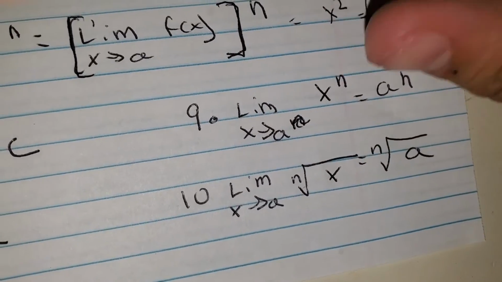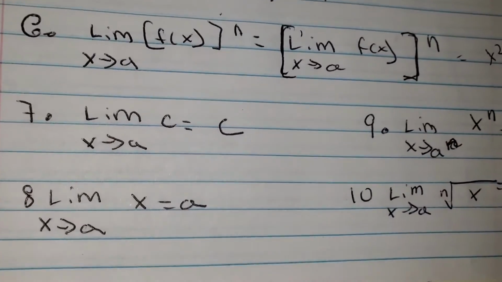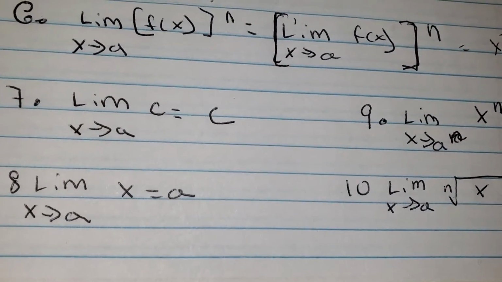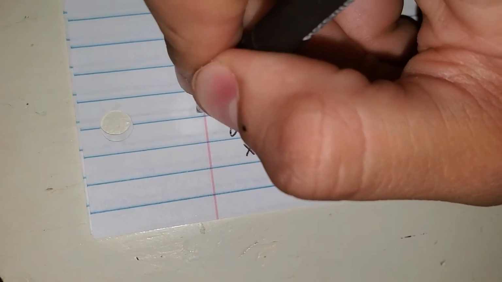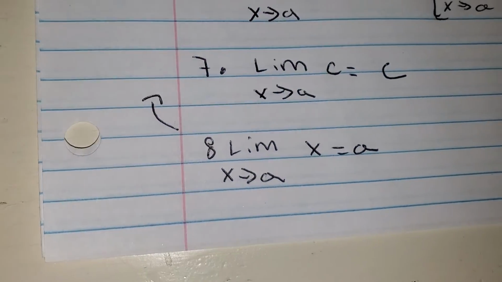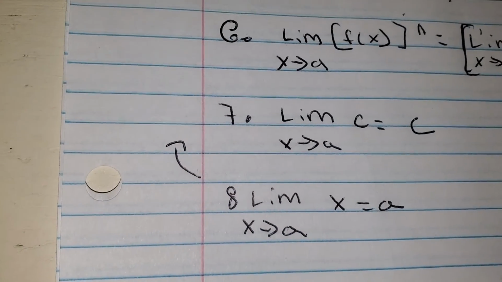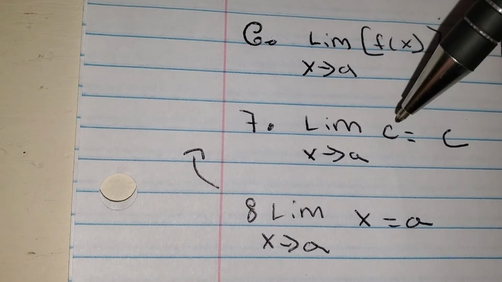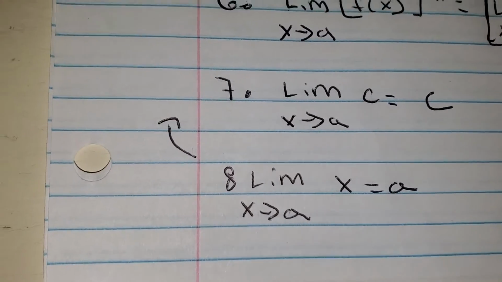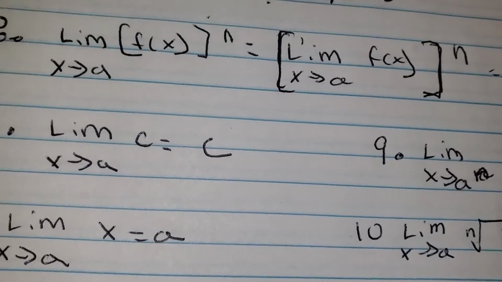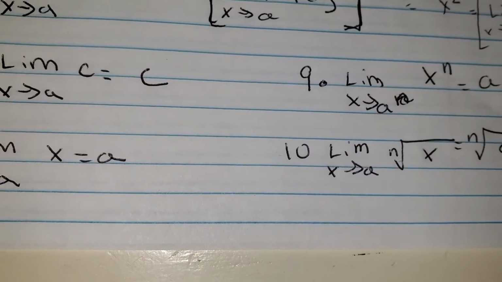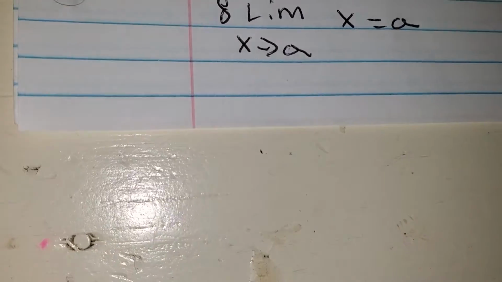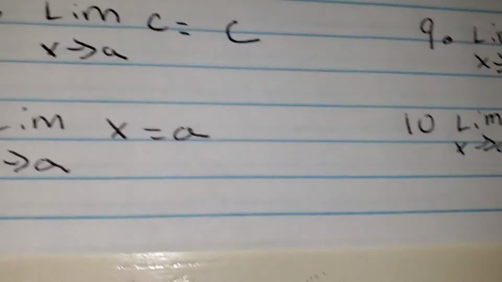Sorry about that. Okay. Now, these are very powerful claims, 7, 8, 9, and 10. In fact, we'll prove them later on. So the limit of a constant as we approach a number is the constant. If we're raising a function to a power, we're allowed to directly substitute our approaching value into the function. Same with a simple x or even a radical.